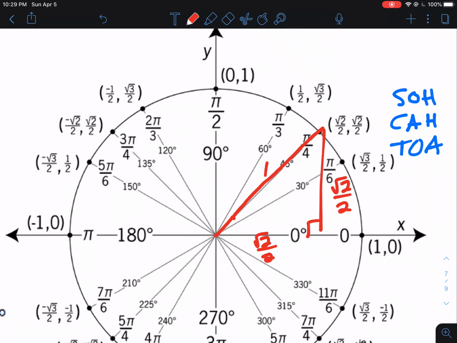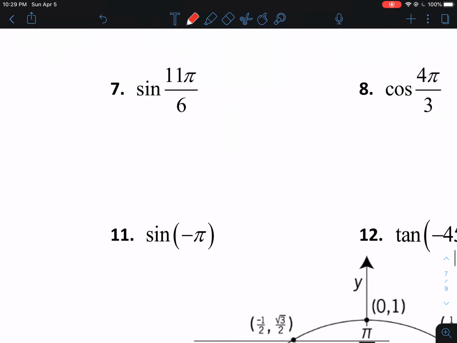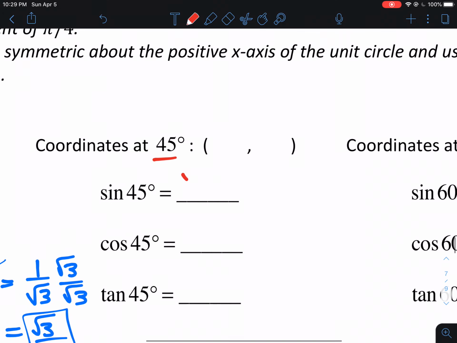So for sine, opposite over hypotenuse, you're taking square root of 2 over 2 divided by 1. And again, you're probably noticing that these are kind of nice to work with. Forgot to write the coordinates down. I'll do that real quick here. So that's just going to be square root of 2 over 2.